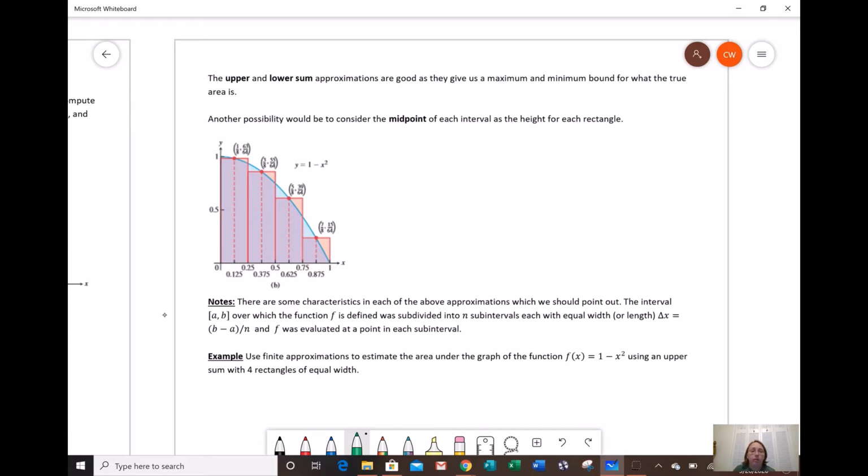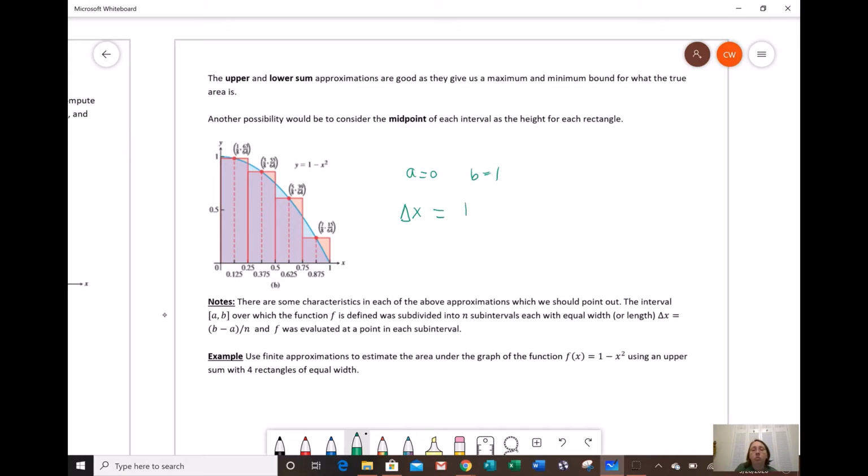Notes. There are some characteristics in each of the above approximations which we should point out. The interval from a to b, so a is 0, b is 1, over which the function is defined was subdivided into n subintervals, each with equal width or length. So our formula for these subintervals, we call them delta x. It's the change in x. Eventually this will become dx for us, but for now we'll do delta x.